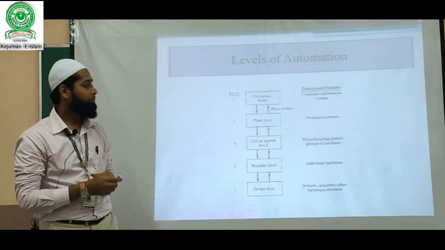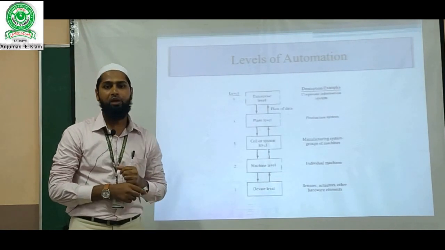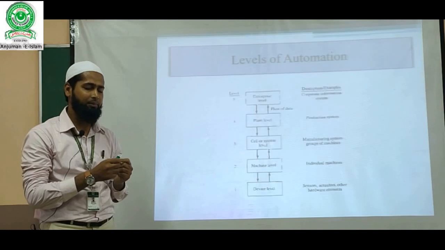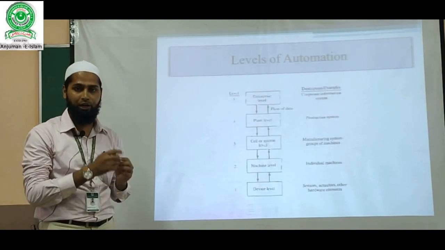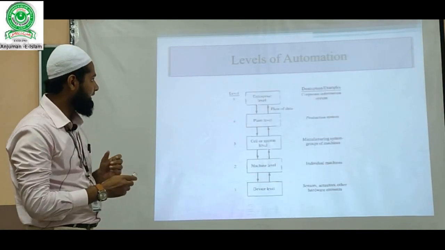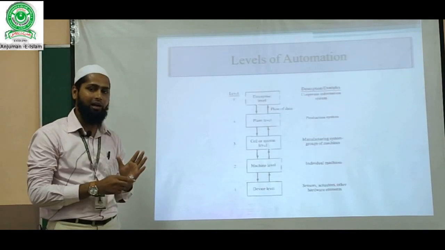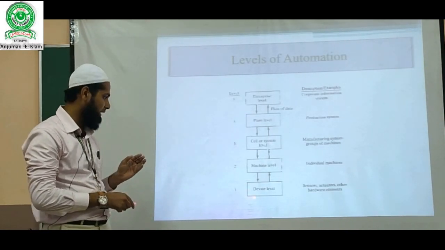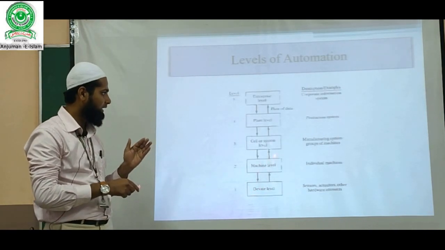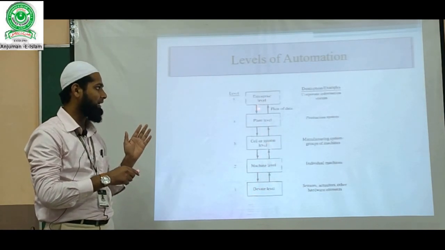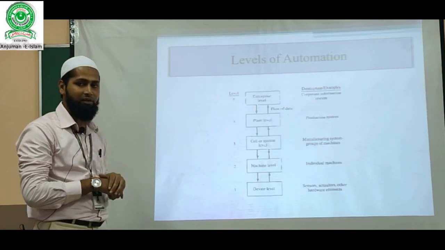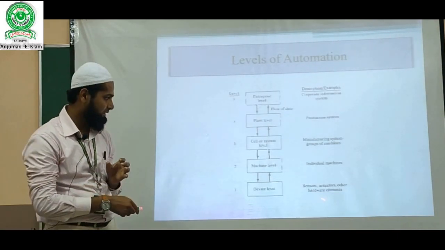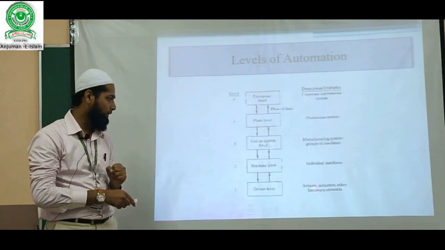Levels of automation. Here automation is nothing but self-operating machines or devices. They consist of feedback control systems. Automation is adopted in industries at different levels. Starting from the lowest level is device level, afterward machine level, cell level, plant level and enterprise level. Device level means a device can be automated by using sensors, actuators and other hardware equipment.